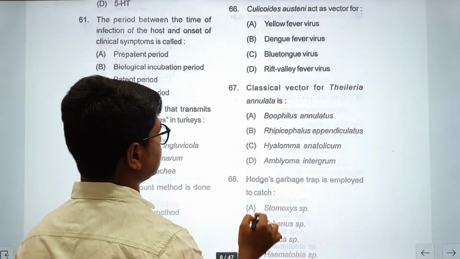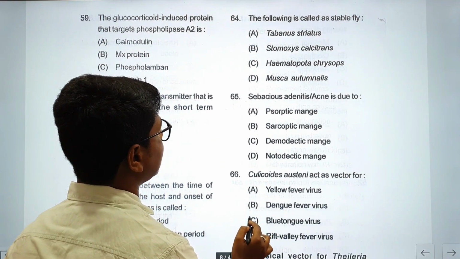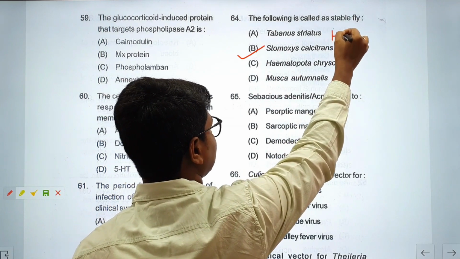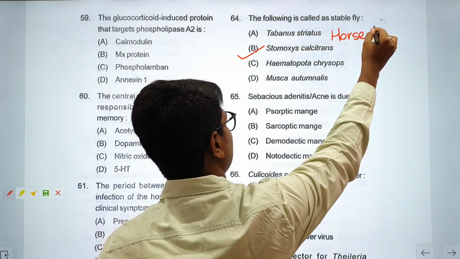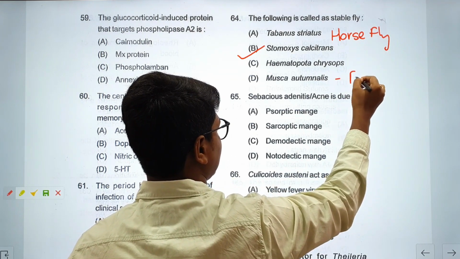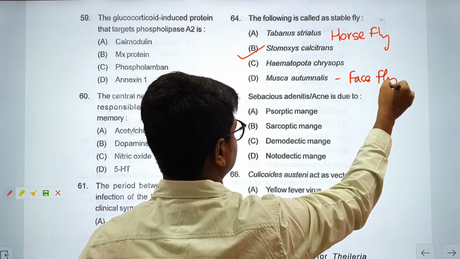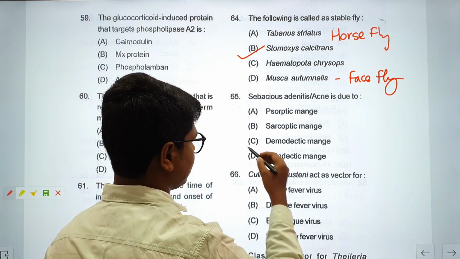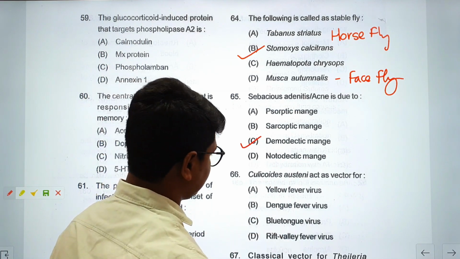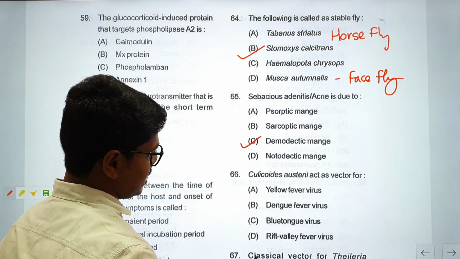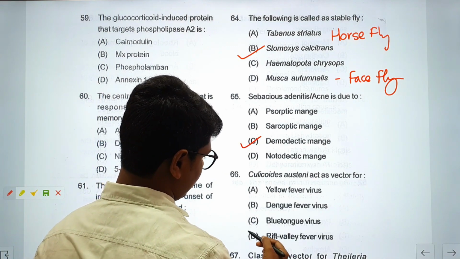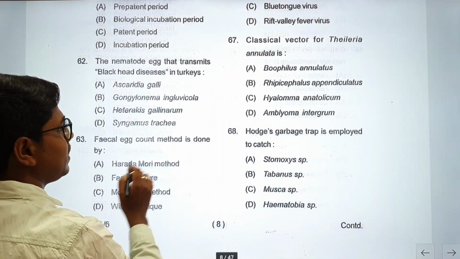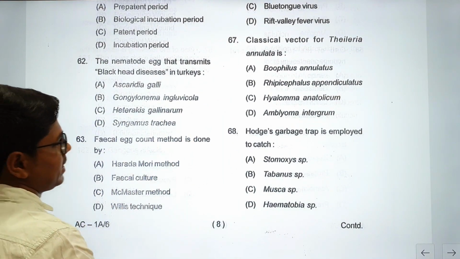Next question, 64. The following is called as stable fly, Stomoxys. Tabanus, horsefly. There are many names for Tabanus, horsefly, Musca, face fly, or common fly. Sebaceous adenitis or acne is due to Demodex because they penetrate deep into the glands. 66. Culicoides oxystoma acts as vector for blue tongue virus.